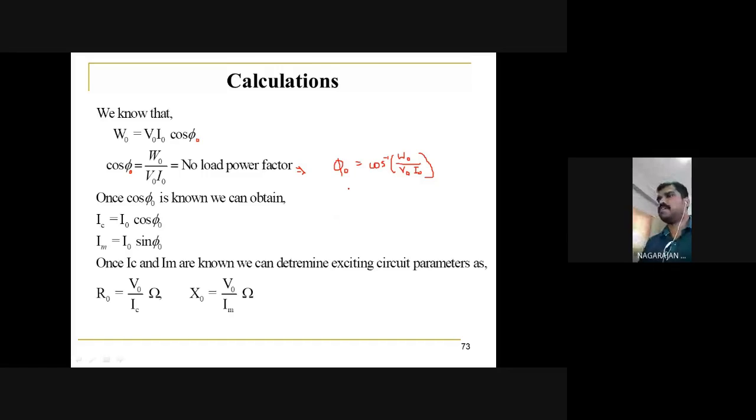Okay, so after getting the value of the phase angle between current and voltage at no load condition, I can put this phi naught value in sine, so I will get the sine phi naught value. After getting cos phi naught and sine phi naught, I can find out the IC and IM values. What is IC? Core loss component. IM is the magnetizing component.